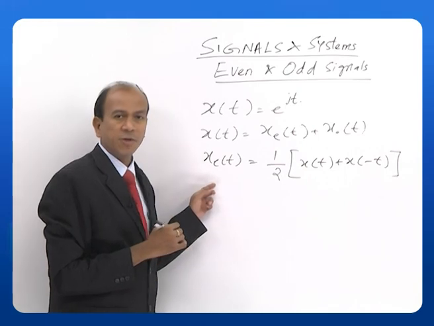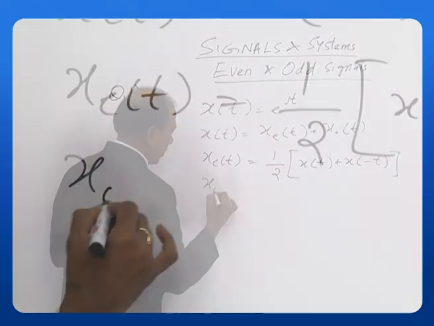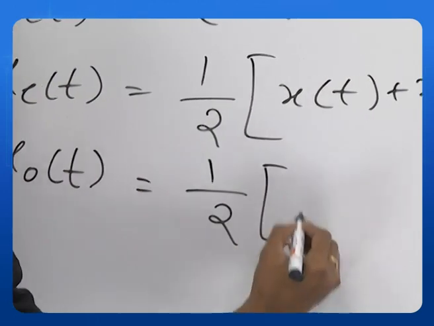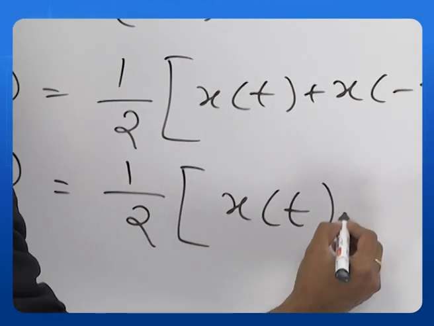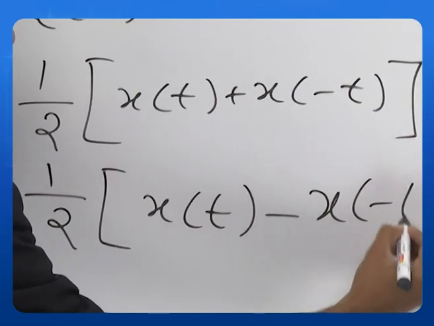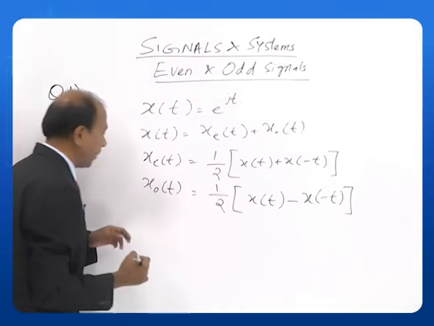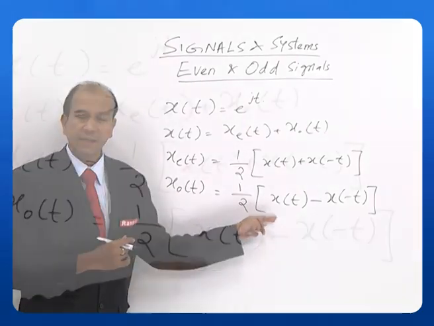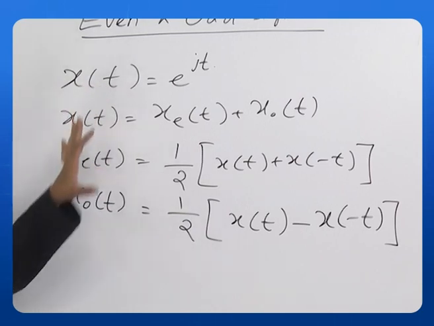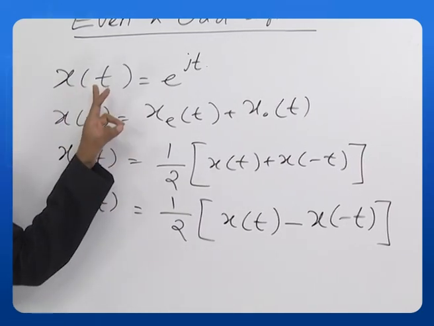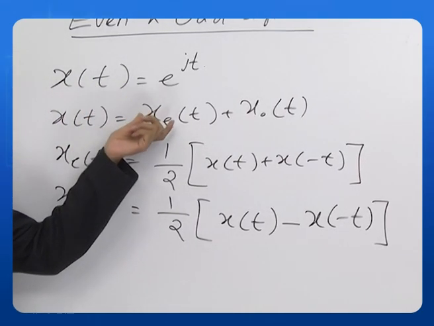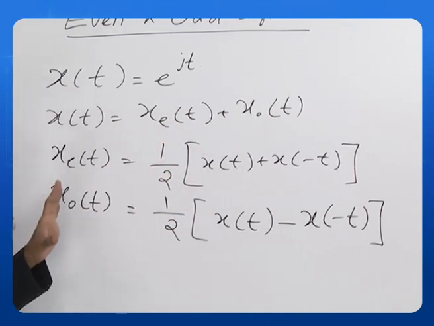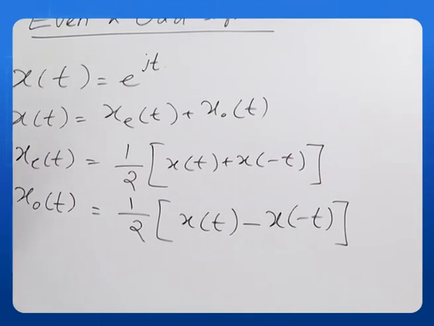Similarly, the odd component also can be found out. xo of t is equal to half of x of t minus x of minus t. So I repeat, xo of t is equal to half of x of t minus x of minus t. Now using these two formulae, we will try to calculate what is the even component of the given function and what is the odd component of the given function. Okay. Now let us first calculate the even component of the signal.